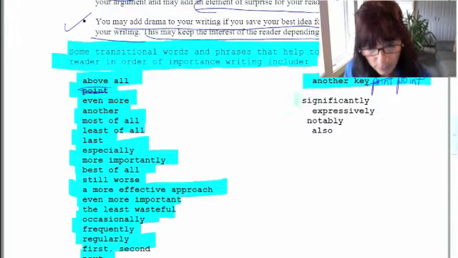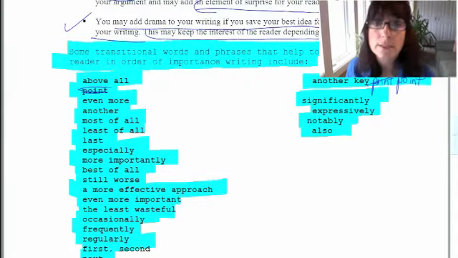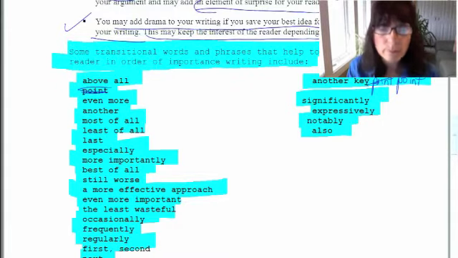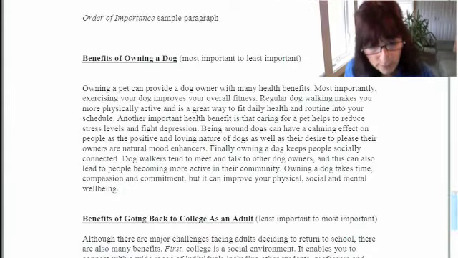And going back here, we're going again another key point. Significantly, expressively, notably, and also. Again, I apologize, the shift is off a little bit with these transition words, but I've included as many transition words as I could think of for order of importance writing. So look through this list if you're ever writing something in an order of importance and you want your ideas to flow. This will help you to add coherence to your piece of writing.